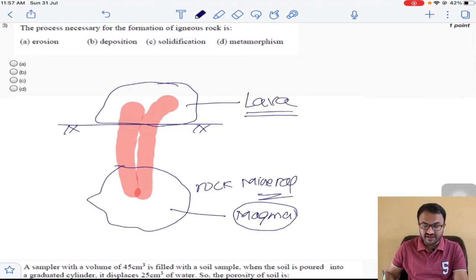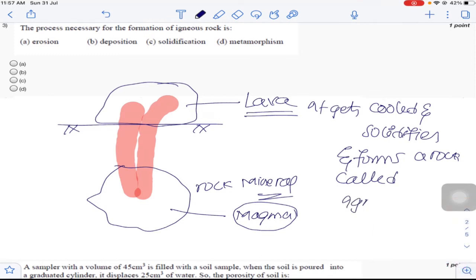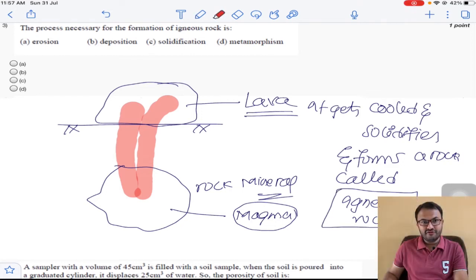This lava first gets cooled and solidifies and forms a rock called igneous rock. So what is the process to form igneous rocks? It is solidification. So the answer will be option C for question number 3.